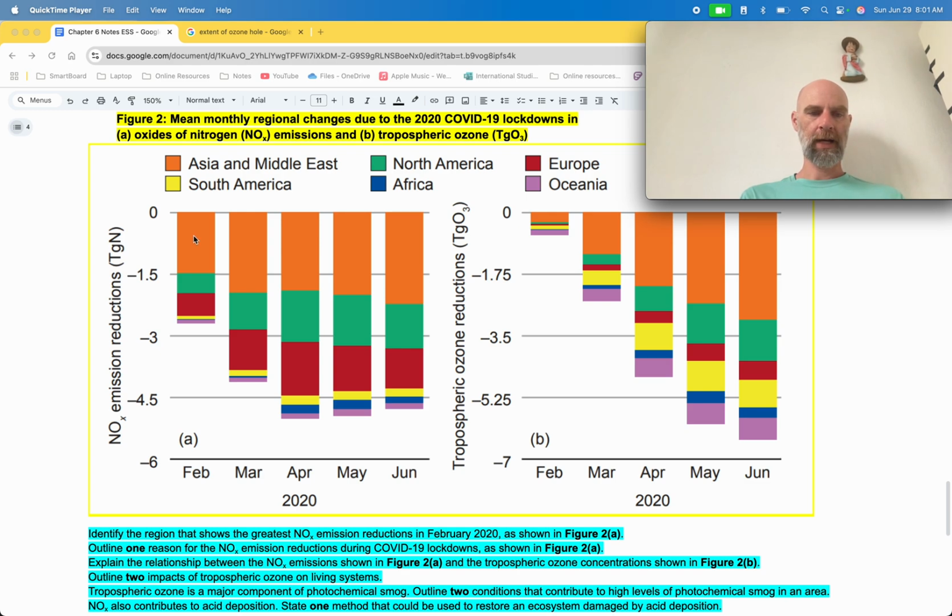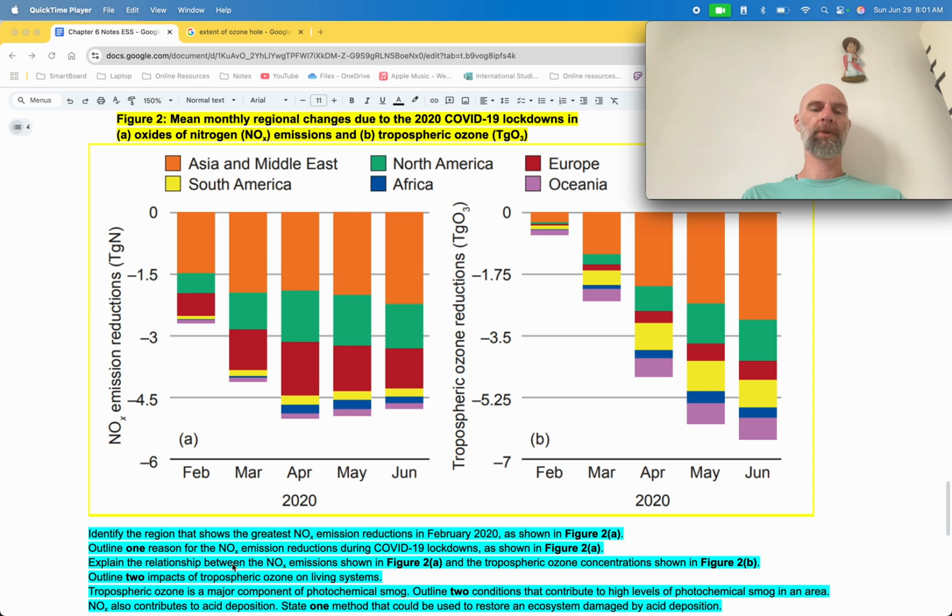So outline one reason for the nitric oxide emission reductions during COVID-19 lockdowns as shown in figure 2A. Hey, look, they're just burning less fossil fuels. You didn't have to drive to work. Also, you weren't making anything because you couldn't sell anything. So the factories weren't burning through fossil fuels.